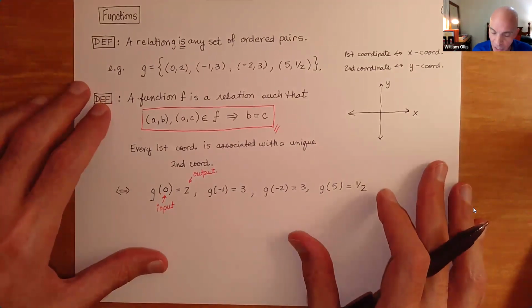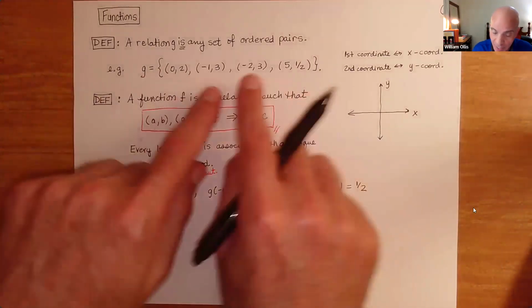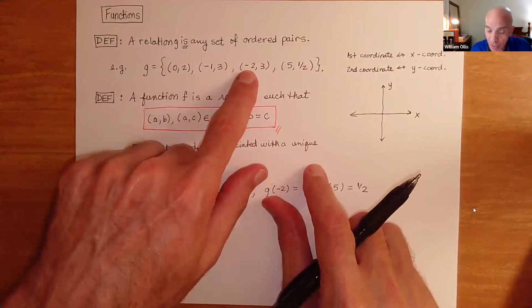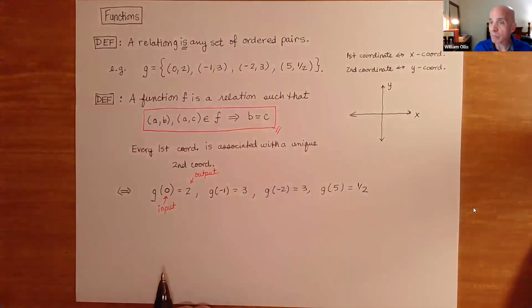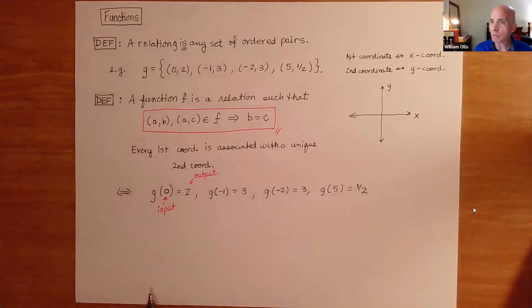Now, one thing you might notice about G, if we compare some of the elements, the output of -1 is 3, and the output of -2 is also 3. That's fine. It doesn't matter that the outputs for two inputs would be the same. That is not a problem, and that in no way violates the definition of function. It does, however, bring to mind that we would say that the function is not one-to-one. That will be something we talk about later.